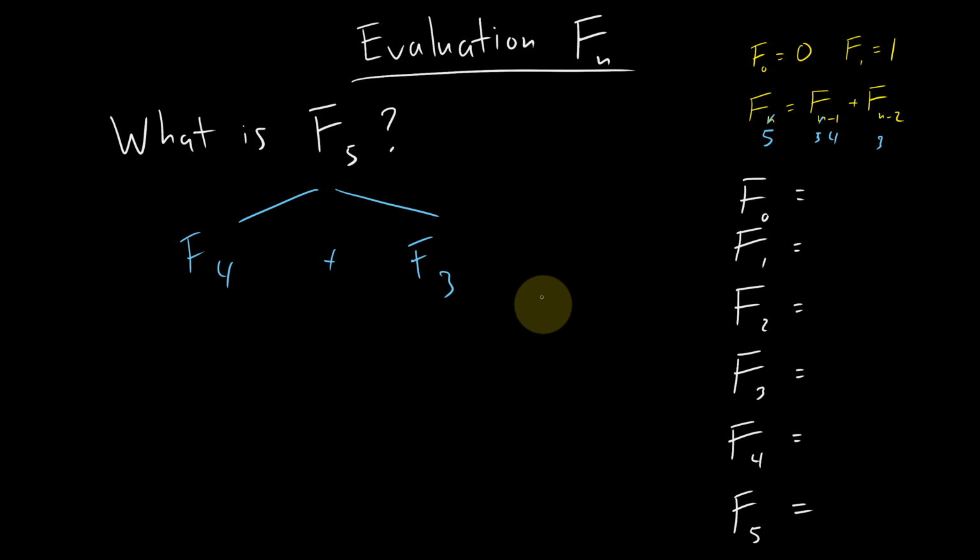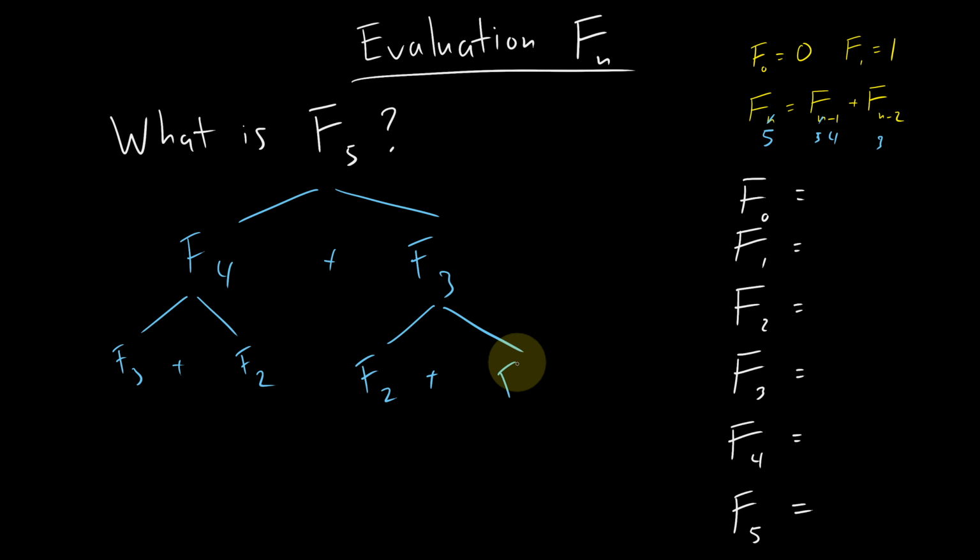Great. But the issue is we don't know what f of 4 is, nor do we know what f of 3 is. So what do we do? Well, it's okay. We could just continue doing that. So instead, maybe you could have replaced n by 4. So it would have been f of 4 equals f of 3 plus f of 2. So this would be f of 3 and then f of 2. Same thing here. This will become f of 2 plus f of 1.